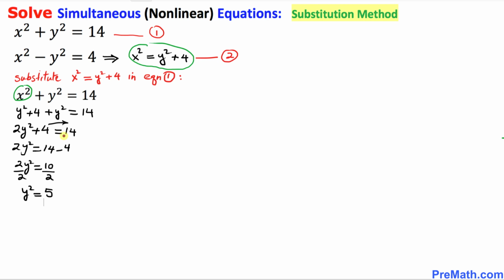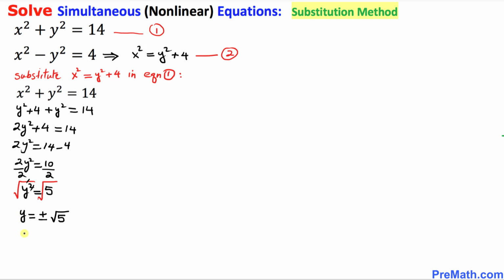And now since we want to solve for y, let's take the square root on both sides. Once we take the square root on both sides, the square and square root undo each other. So y turns out to be equal to positive or negative square root of 5. So thus our y value is going to be square root of 5, and the other y value is going to be negative square root of 5 once we split these positive and negative signs.